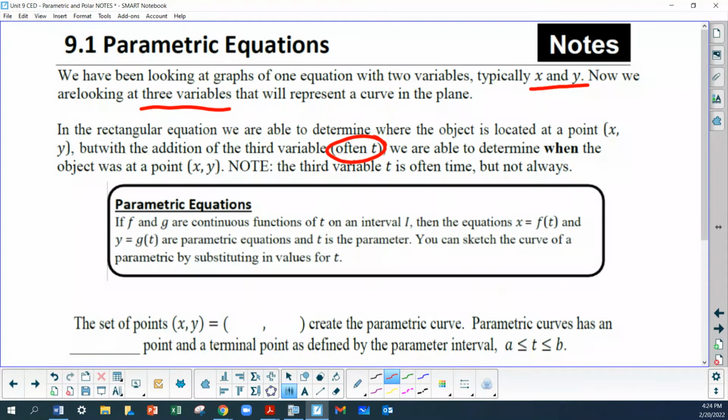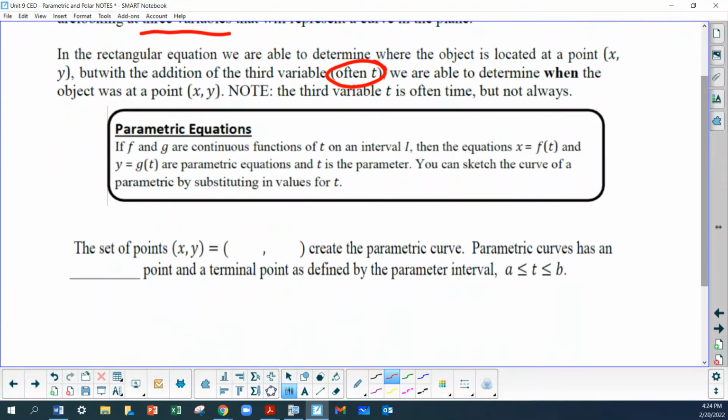So it's going to be really convenient. It'll help us when we move into vectors as well. We can talk about movement at a certain time and which direction it was moving horizontally versus vertically. So we can separate out a vertical and a horizontal movement. We can separate out horizontal velocity versus vertical velocity by using parametric equations. So I think you're going to like them.